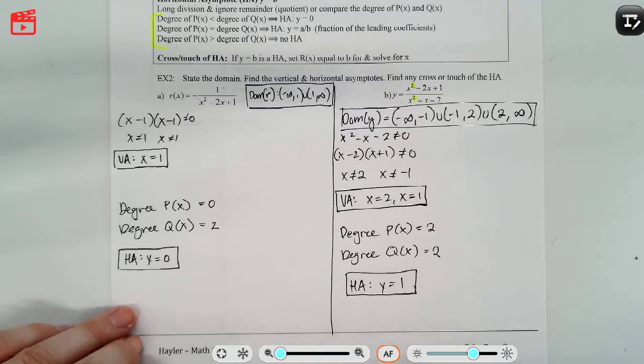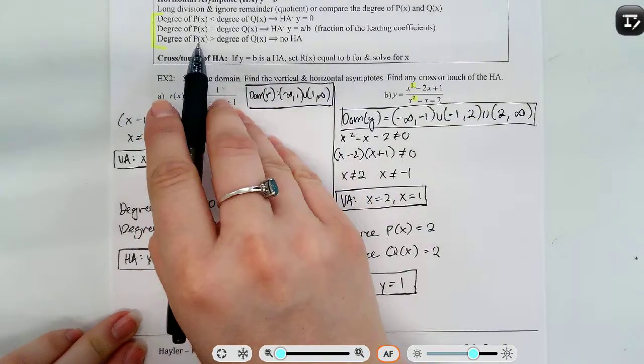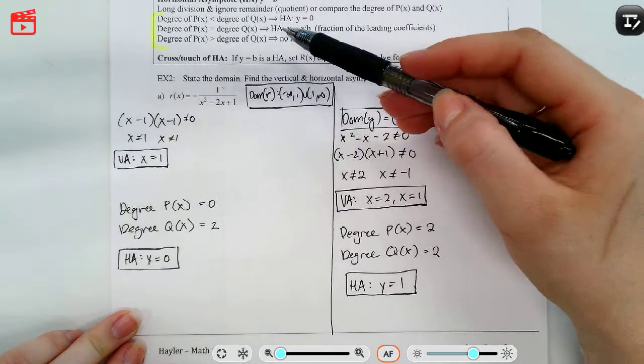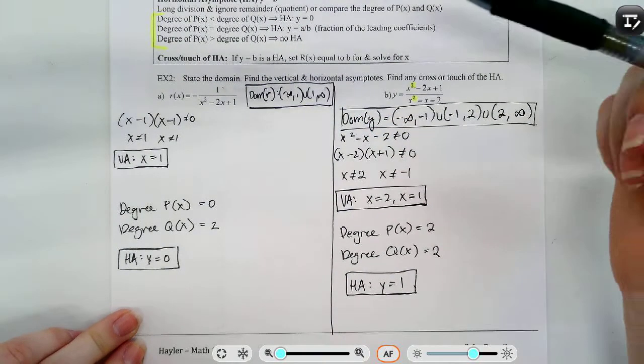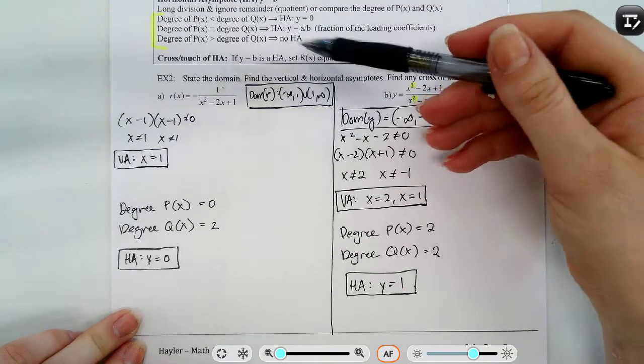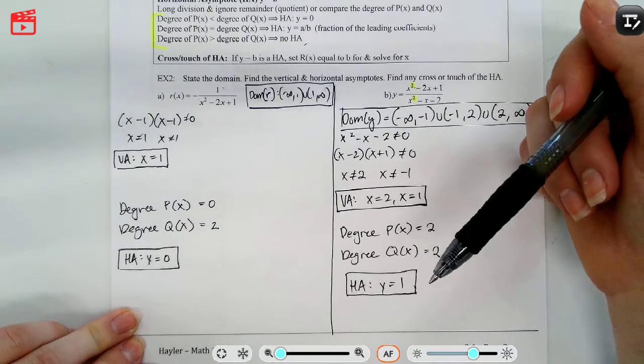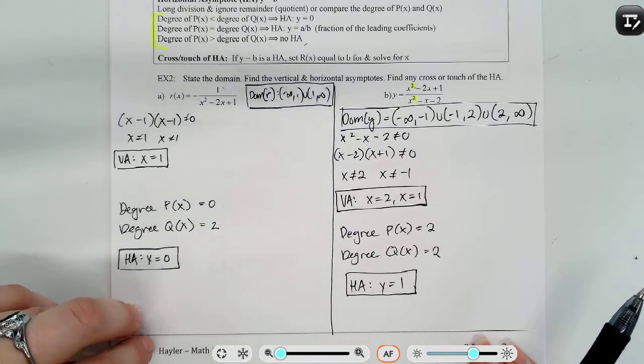All right, there we go, not too bad. So if the degree of our top polynomial is bigger than the degree of q of x, then we don't have a horizontal asymptote. Okay? If it's bigger, we actually have what is called a slant or an oblique asymptote. Okay, but we'll check into that in a sec.